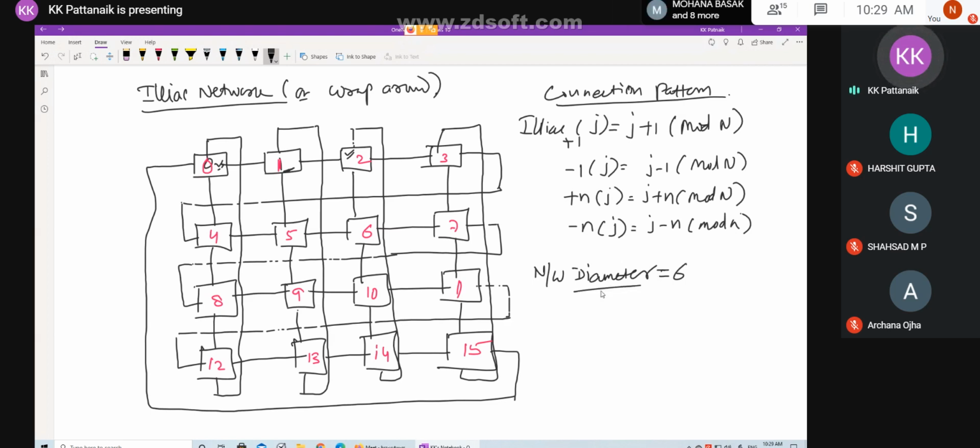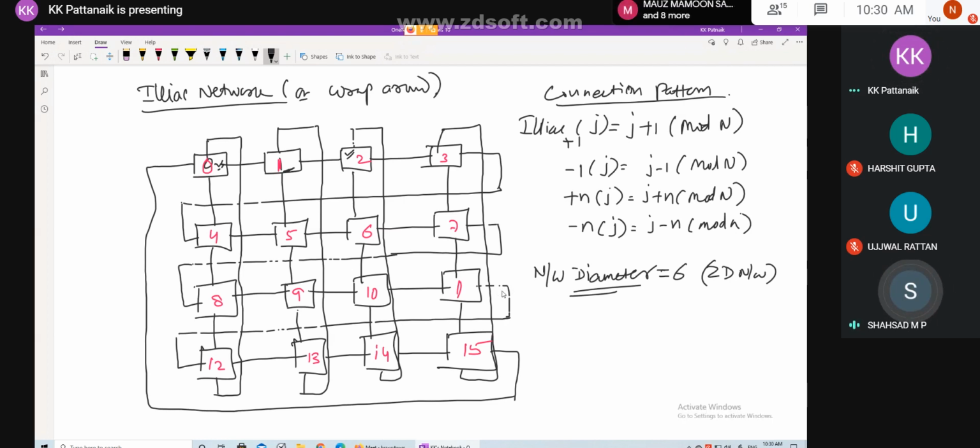Is this network diameter for the iliac network or the 2D network you are saying? The iliac network. Which network? Sir, 2D network. This is for the 2D network. Yes, sir. What will be for iliac? Sir, is this a 4? The network diameter is 4.